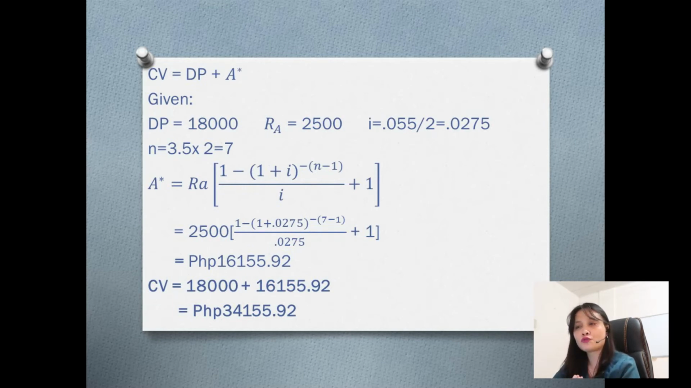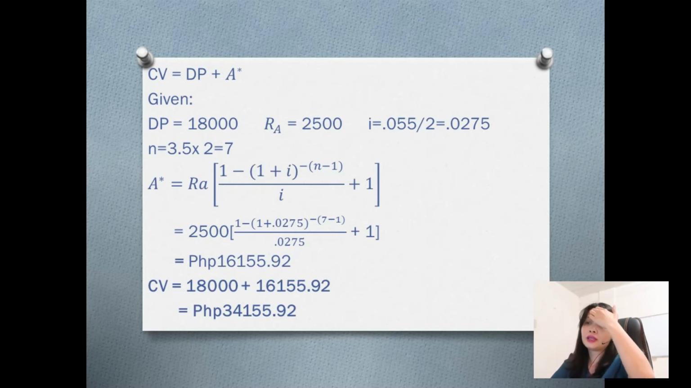Okay, so to solve for the present value of annuity due, just simply substitute into the given formula. Your present value is 16,155.92. So that's your present value. But the question is, we need to solve for the cash value. So the cash value will be 18,000 plus your present value, which is 16,155.92. Therefore, the cash value of that item will be 34,155.92.